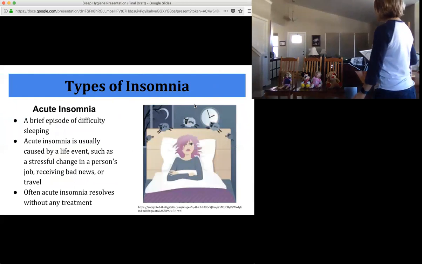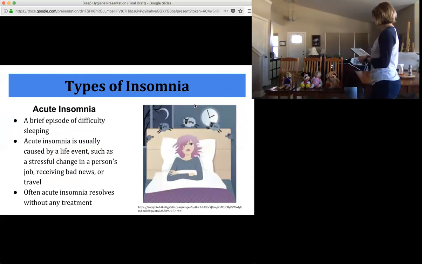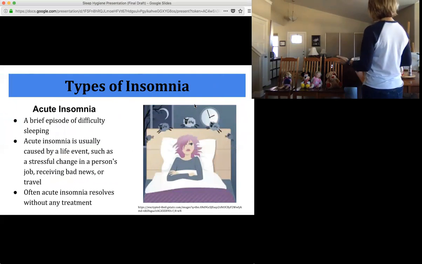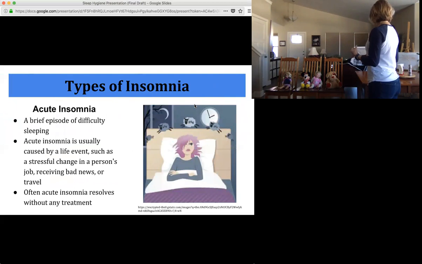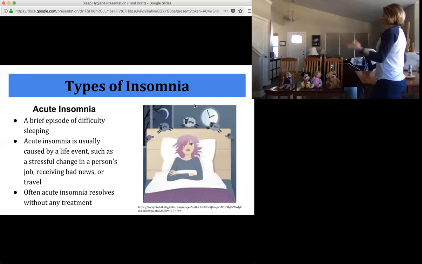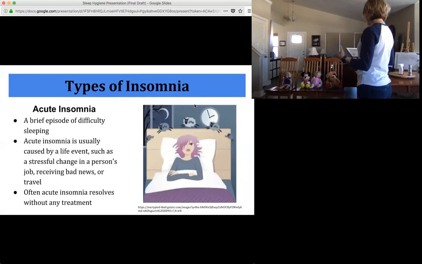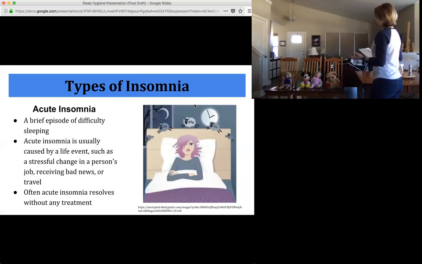So there's 5 different types of insomnia, and one of the first ones we're going to go over is acute insomnia. Acute meaning it comes on all of a sudden. It's not anything you've had for a long time, and this can be for a day or two. It's usually a brief episode, usually caused by a life event. Say you had a death in the family, you've lost a job. Also flying through different time zones can affect your sleeping rhythms. And it usually resolves within a day or two without any kind of treatment.